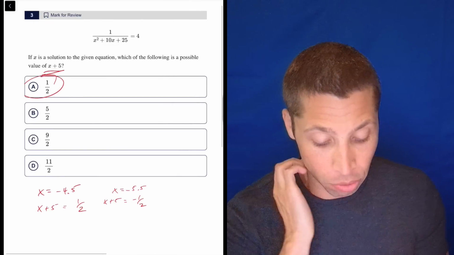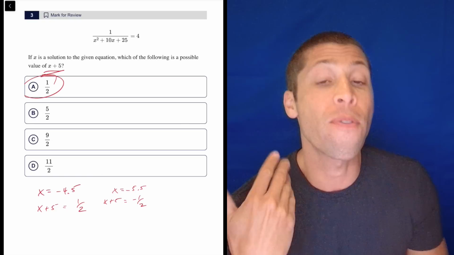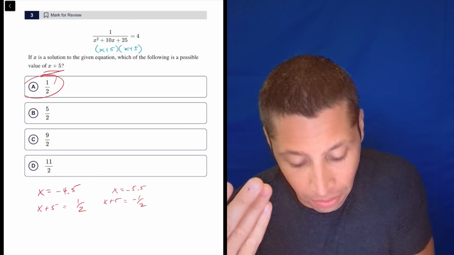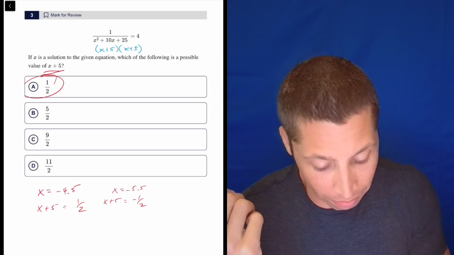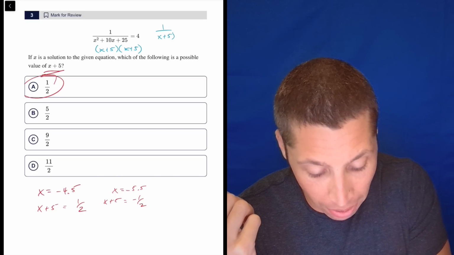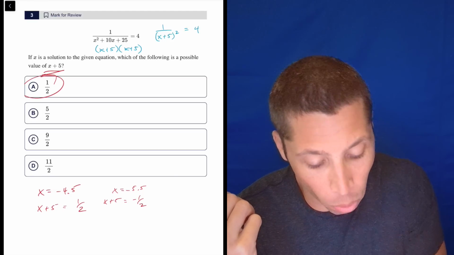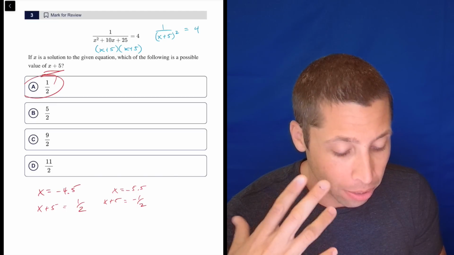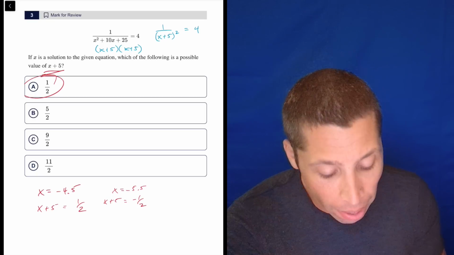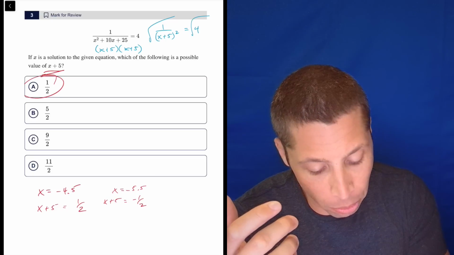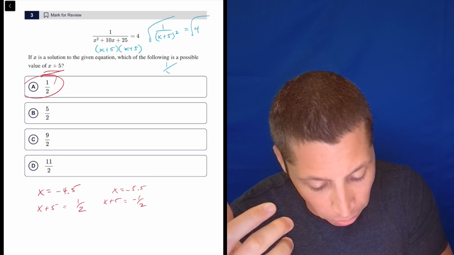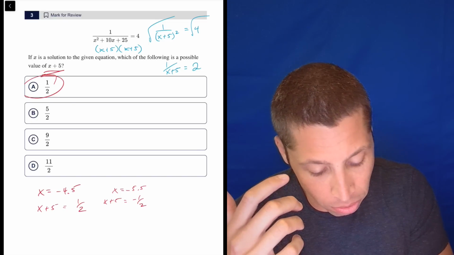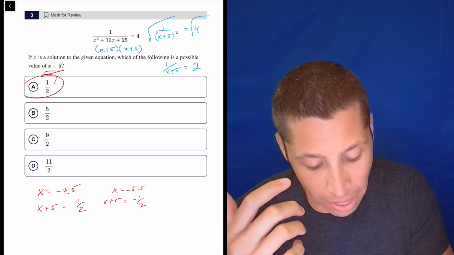What they really want us to do is recognize that x squared plus 10x plus 25 very conveniently is x plus 5 times x plus 5. So another way to think of it is this is 1 over x plus 5 squared, and that's equal to 4. Then we can start to solve for x if we really wanted to. But again, the shortcut is to just recognize that x plus 5 is what we want. If we just took the square root of both sides, we'd have 1 over x plus 5, and then the square root of 4 is 2.